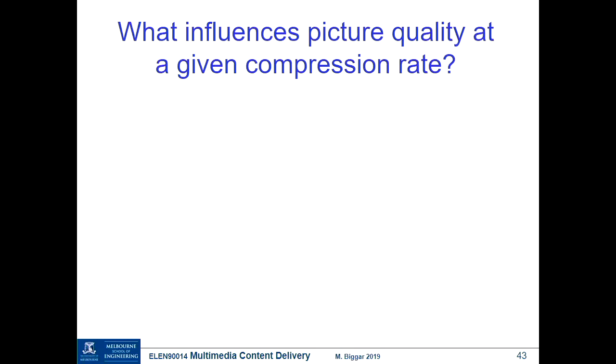Okay, so what are the factors, from what we've talked about and from what we understand from the video coding discussions, that will influence the picture quality at a given compression rate? What do you think? What are some of the variables that, if I'm given 5 megabits per second as a bit budget, will determine what sort of quality I get?